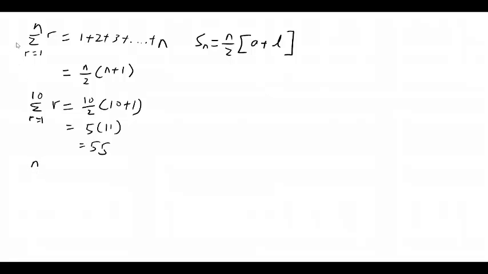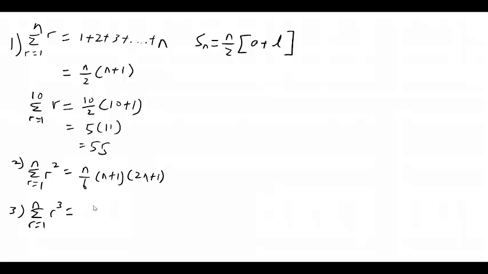So this is the first formula that is very useful, and of course there are a few more. The second one is if you want to sum up r square. That means you get 1 square plus 2 square plus 3 square until n square. And the formula is given by n over 6 (n plus 1)(2n plus 1). These are all direct formulas.